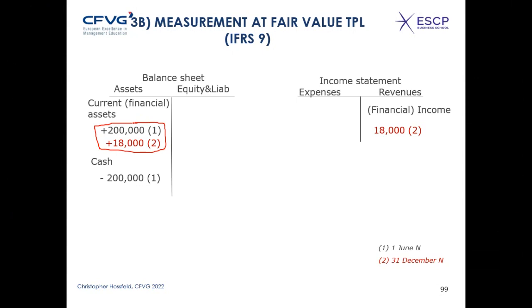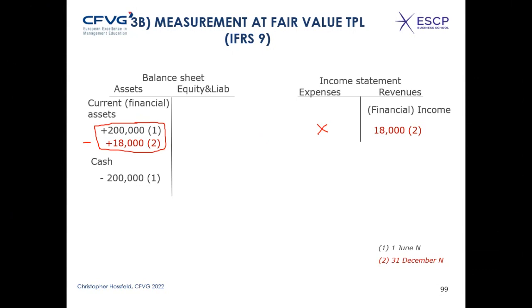If my portfolio value, or the value of my money market funds, had decreased, then obviously I would decrease my balance sheet value and I would recognize immediately an expense in my income statement because I made a loss. So either way, that's fair value through profit and loss. At every balance sheet date, I fair value my asset and the value goes up and down. Any increase or decrease goes directly in the income statement. And then we are done.